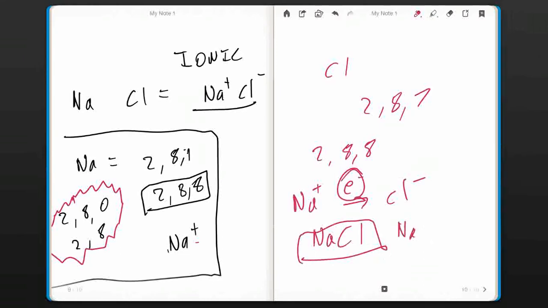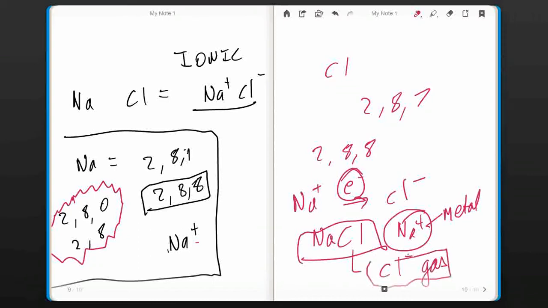Anything that makes a positive ion is a metal, so anything in the groups that form positive ions is a metal, so that means sodium is a metal. And anything in the groups that form negative ions is a gas. So chlorine is a gas, and it's also a non-metal.